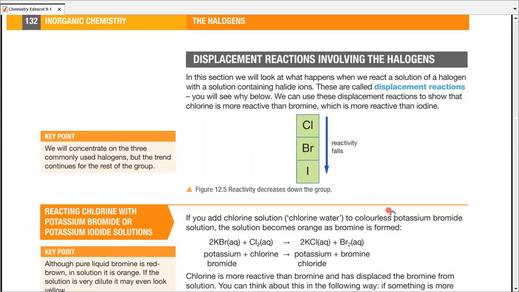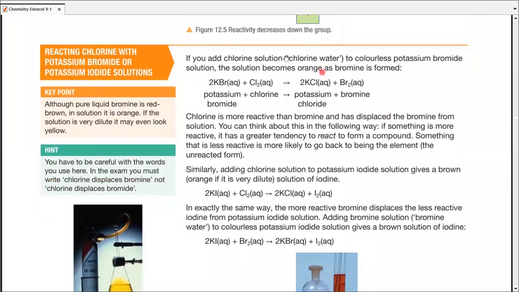Take a look at this reaction. This reaction is really interesting. Potassium bromide can react with chlorine. Chlorine is present on top of bromine. So chlorine would be capable of displacing bromine, forming its own compound, and pushing bromine aside.